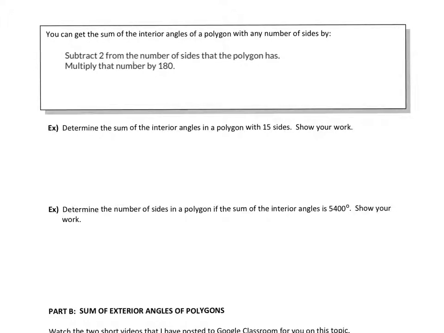So really, what we do formula-wise is we take the number of sides. If n is the number of sides, we're going to subtract 2 from it, and then we take that answer and we multiply by 180. So you can do it in one step or you can do it in the 2 separate steps that I have listed out here. All right, so example.